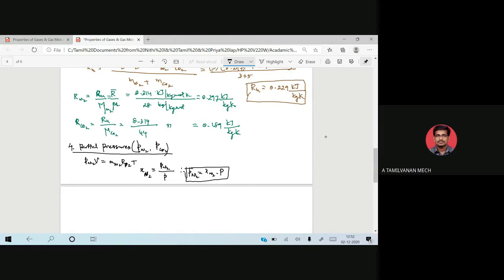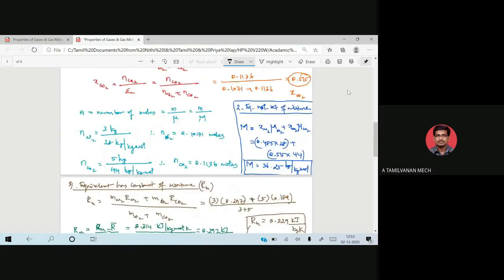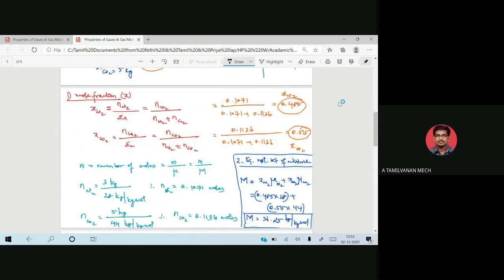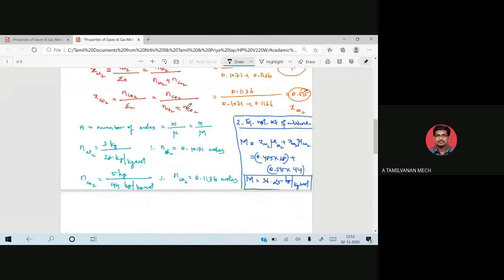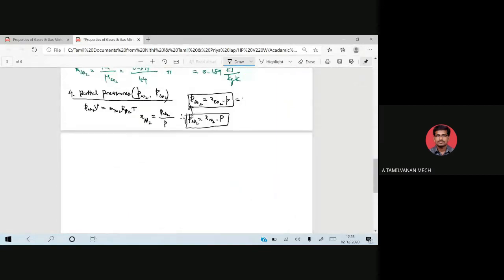Similarly, P of CO2 is equal to X of CO2 times the total pressure. By substituting the appropriate values, we already found the mole fraction of CO2 is 0.515 and the mole fraction of N2 is 0.485. So 0.515 times, what about the total pressure?